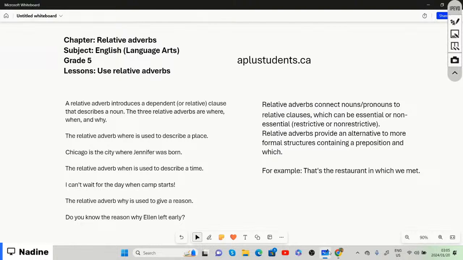So our chapter is relative adverbs. The subject is English language arts, grade 5, and the lesson that we're going to be focusing on under the chapter of relative adverbs is to use relative adverbs. And we are also doing our tutorial lesson on aplusstudents.ca.